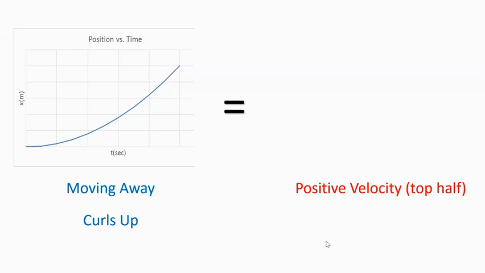We also notice about this position graph on the left side that it curls upward. The curl up is a positive acceleration. It's part of the smiley face. And so on a velocity graph, that means that this line is going to slope upward, because it has positive acceleration.